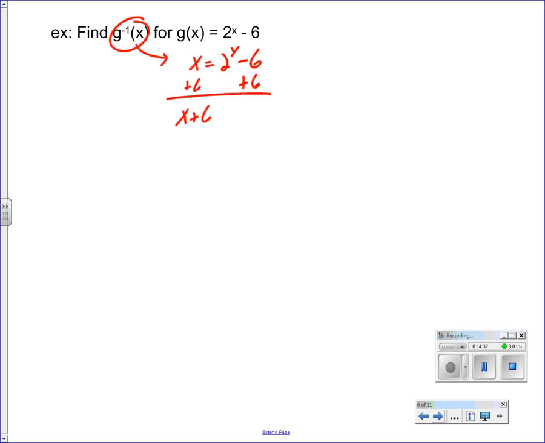So x plus 6 is 2 to the y power. My variable now is in the exponent, so I use log to bring it down. Since the base for the exponent is 2, I'll use log base 2. Log base 2 of x plus 6 equals y. And that gives me the rule for my inverse function: log base 2, x plus 6.